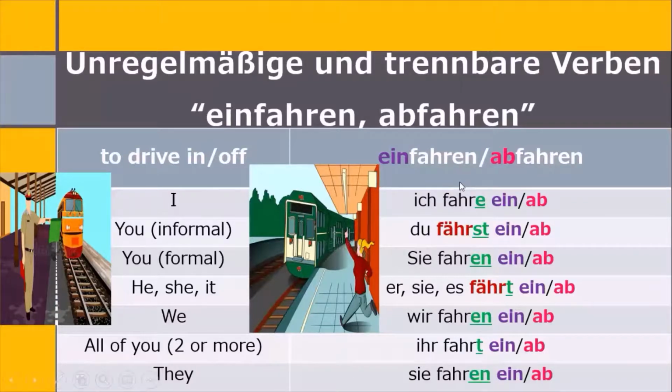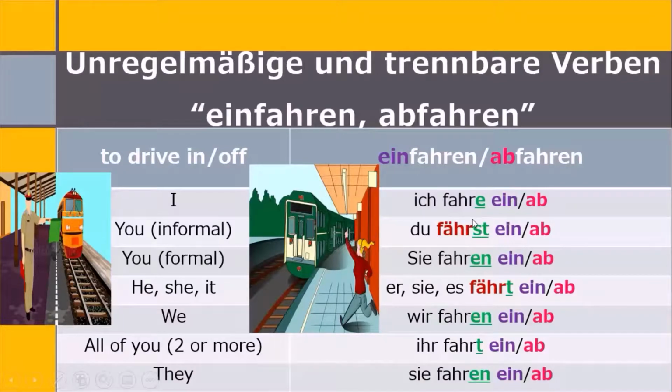At this level, the meaning of einfahren that you need to know is the meaning of a train driving into or arriving at a certain train station. So that is the meaning that you need to know for now for einfahren. Abfahren is to drive off. So it is used for cars, buses, trains.